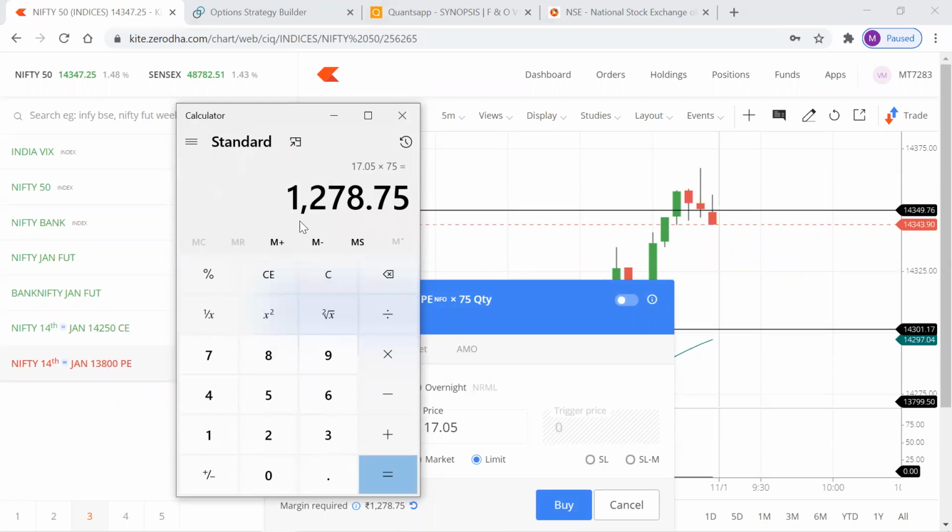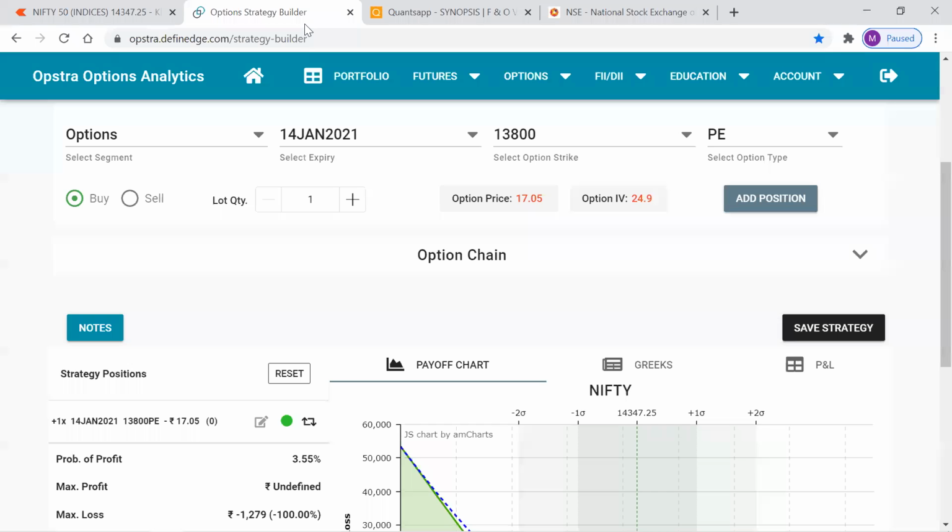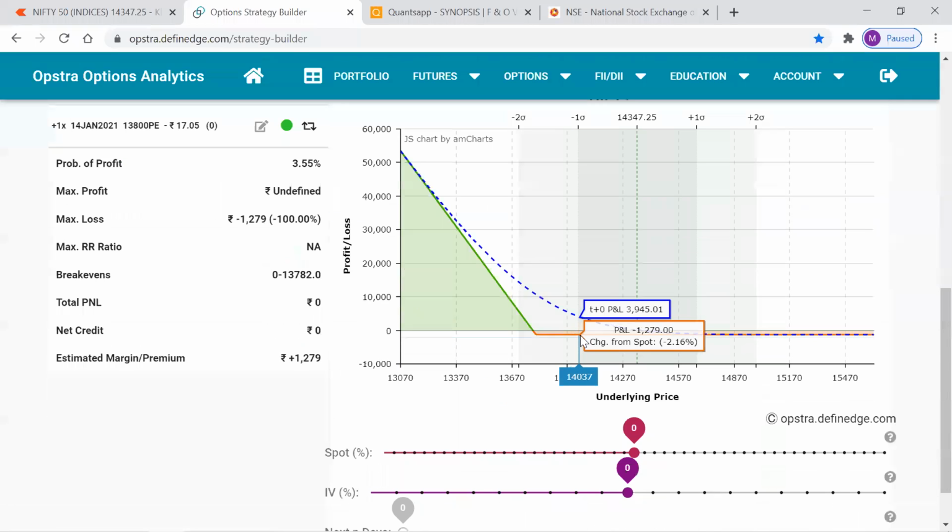So how much are you going to lose? You will be losing 1,278.75. So let's get on to the payoff diagram. Look at this figure. How much are you going to lose? 1,278.75. Look here, 1,279, a round figure. So you're going to lose only 1,279 rupees if your view goes wrong.